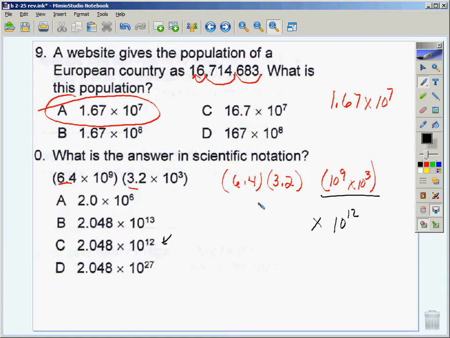When you multiply 6.4 times 3.2, you get 20.48. The reason this isn't in scientific notation is the number in front of the decimal is greater than 9. I'd have to move it one place to the left. If I move it to the left, I have to add 1 to the exponent, so 2.048 times 10 to the 13th power, which is why B is the correct answer. Questions for 9 or 10?